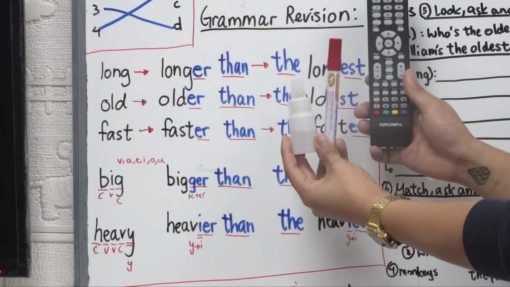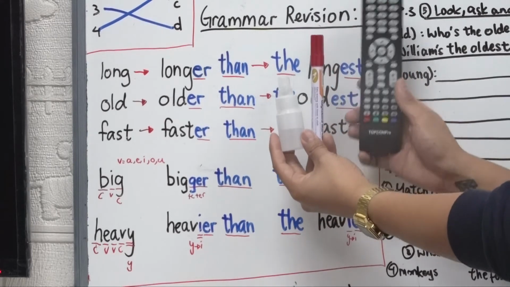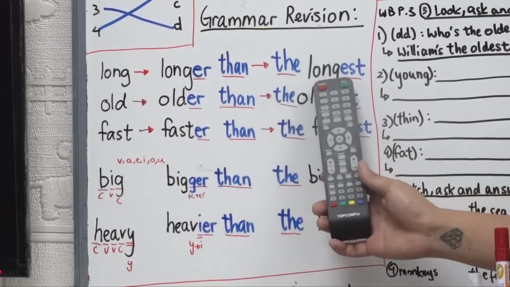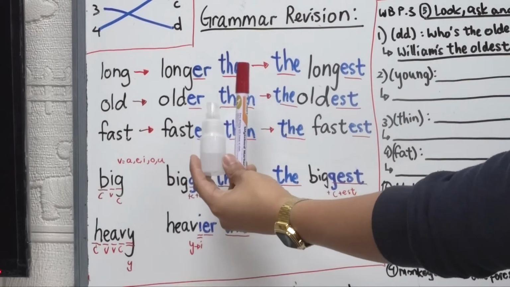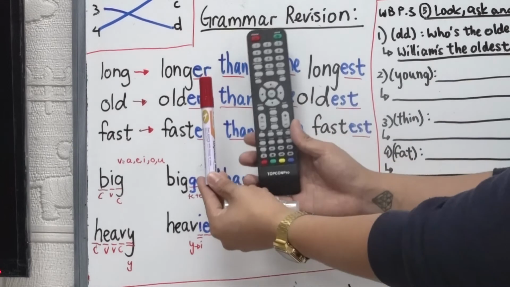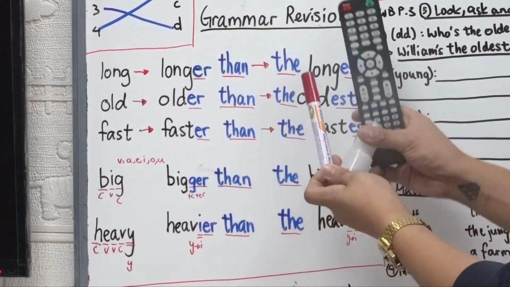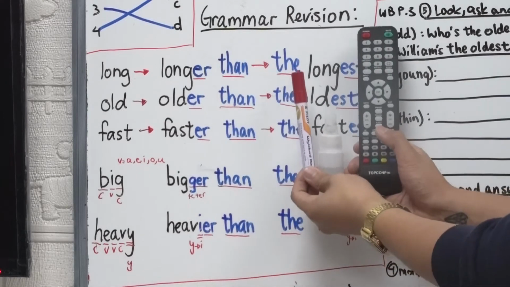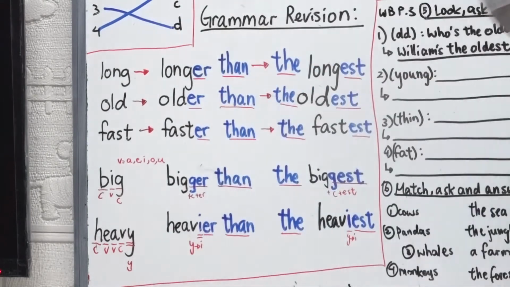So which is the longest? The spray bottle, no. The red pen, no. Or the remote control? Remote control. Right, so what should we say for the remote control? The remote control is the longest. Longest, right? And then here, of only 2, the red pen is longer than the spray bottle. Or you can say the remote control is longer than the red pen, alright? 2 things, and then here, 3 or more things. Comparative and superlative, okay?